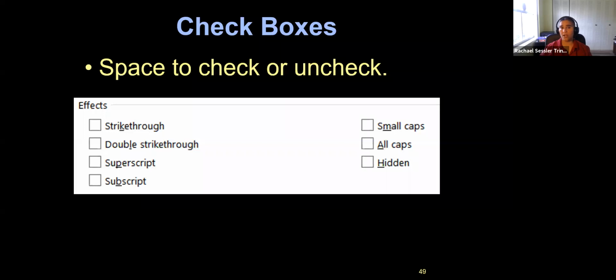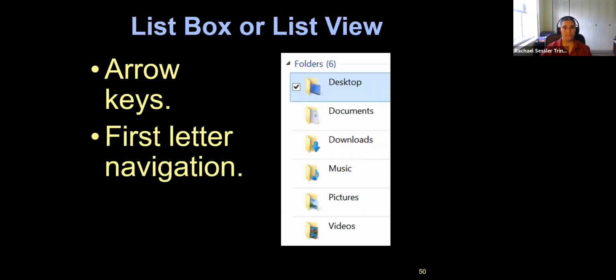Space to check or uncheck checkboxes. This is from the Font dialog box where you have your effects for strikethrough, double strikethrough, superscript, subscript, and so forth. So all of these, you could check all, you could check two, you could check one. They're all independent yes, no, true, false questions.